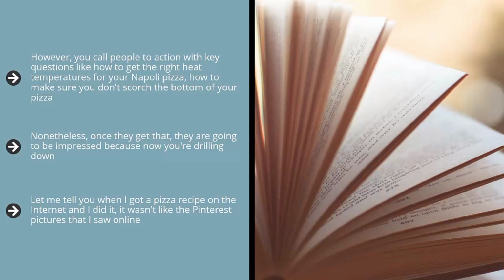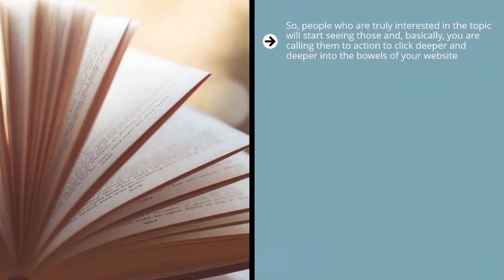That's what people are going to be looking for because now you've given them basic information and then you're cluing them in by saying, well, there is other stuff that you need to know, and if you don't do these, you're not going to get the results that you're looking for. So people who are truly interested in the topic will start seeing those, and basically, you are calling them to action to click deeper and deeper into the bowels of your website.